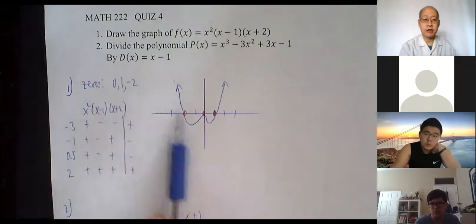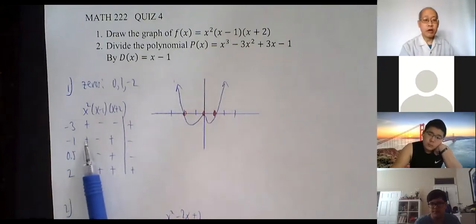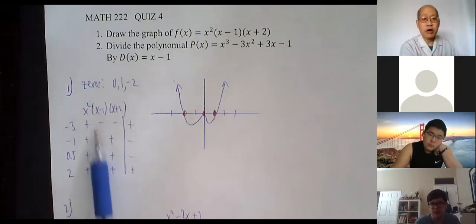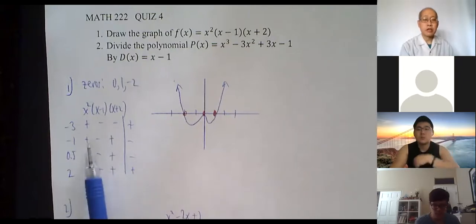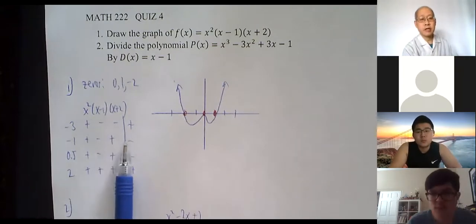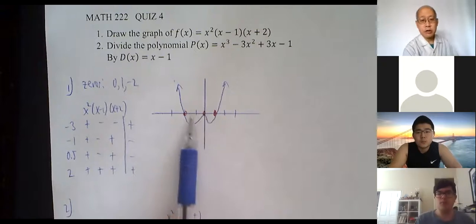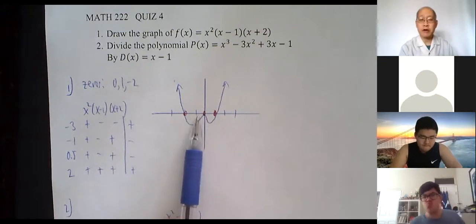So positive means infinity. Okay, -1: we already said x squared is positive. -1 minus 1 is negative. -1 plus 2 is positive. So what's a positive times a negative times a positive? It's negative. So that means it goes down. So it goes down and back up. Now, I don't know how far down it goes.